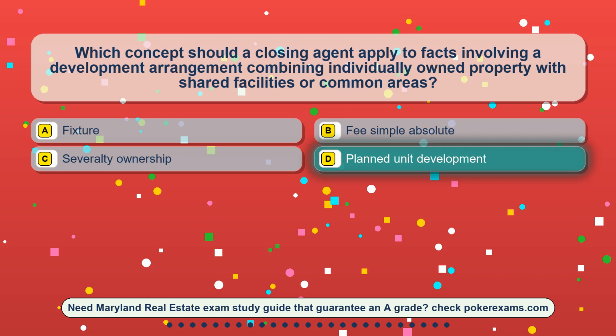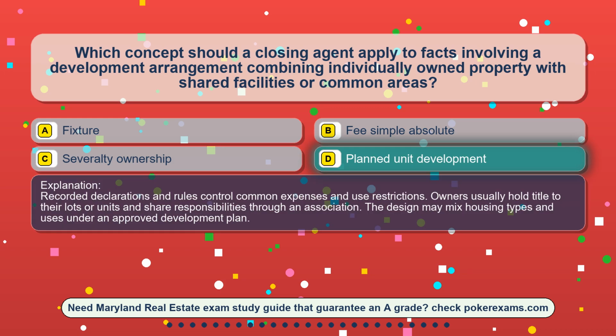The correct answer is option D, planned unit development. Recorded declarations and rules control common expenses and use restrictions. Owners usually hold title to their lots or units and share responsibilities through an association. The design may mix housing types and uses under an approved development plan.